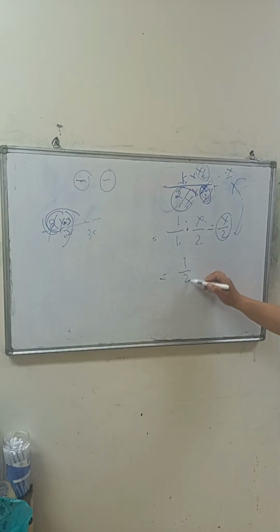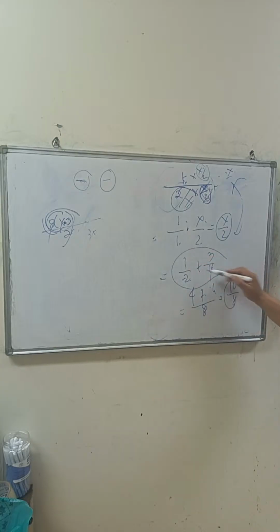Take 1 over 2 plus 3 over 4. Elementary: get the GCF. 8. 8 divided by 2 is 4, times 1 is 4. Plus 8 divided by 4 is 2, times 3 is 6. 4 plus 6 is 10 over 8. Yeah, you can also use the butterfly method. 1 times 4 is 4, plus 2 times 3 is 6, 2 times 4 is 8. Then 10 over 8. So the butterfly method is faster than the GCF.